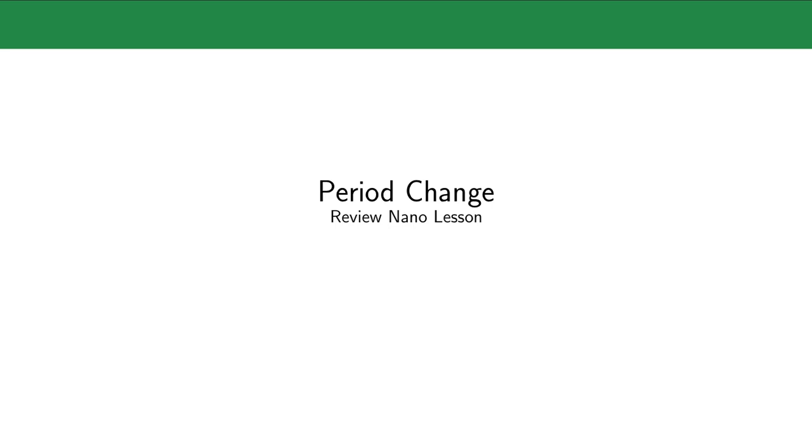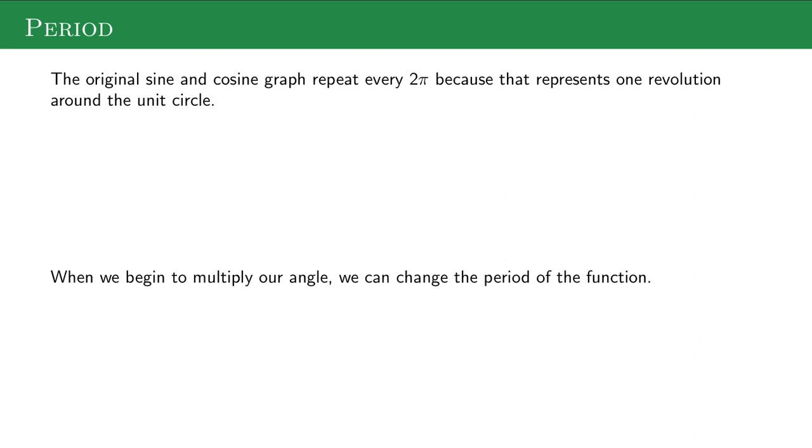In this review video, we're going to look at changing the period of a sine and cosine graph. The original sine and cosine graph repeat every 2 pi, because that just means I went all the way around the unit circle, and I'm back to where I started. I'm going to start getting the same values again. But if we want to change how often a graph repeats, we can change the period.